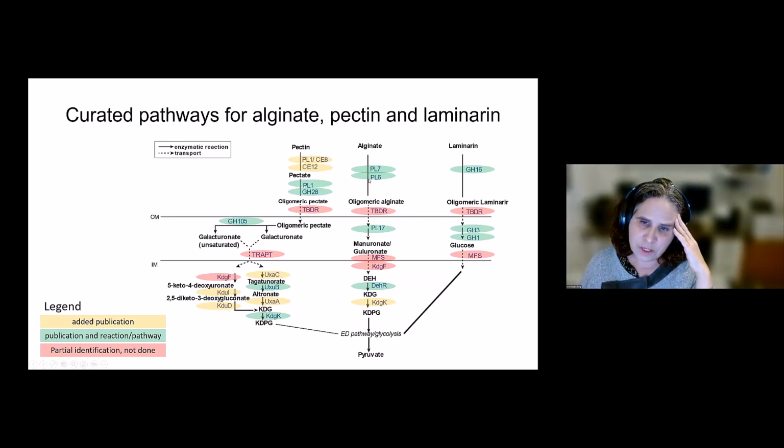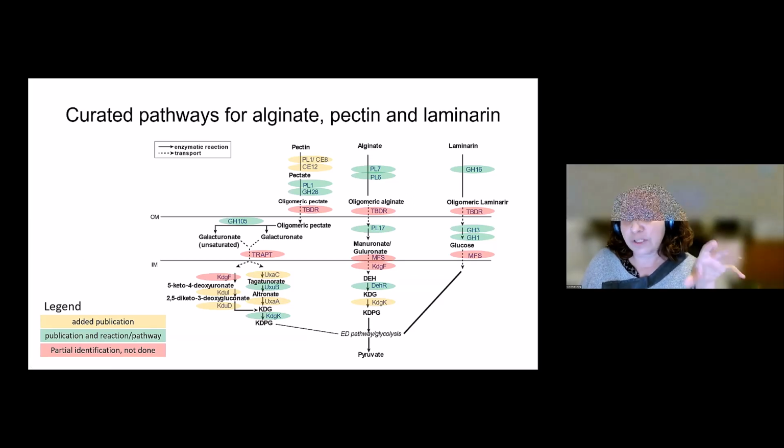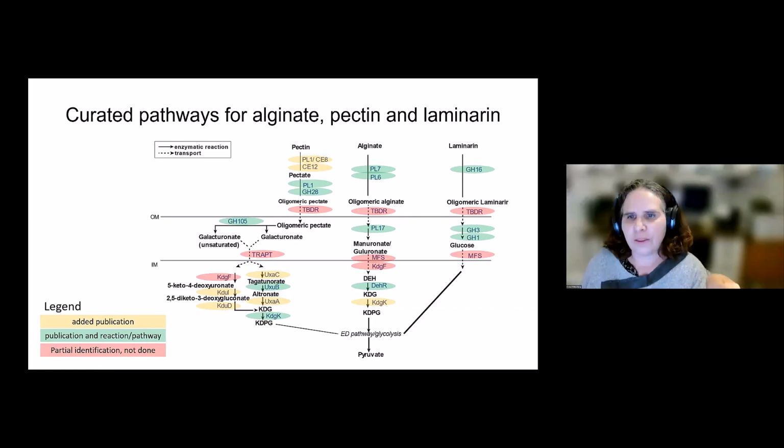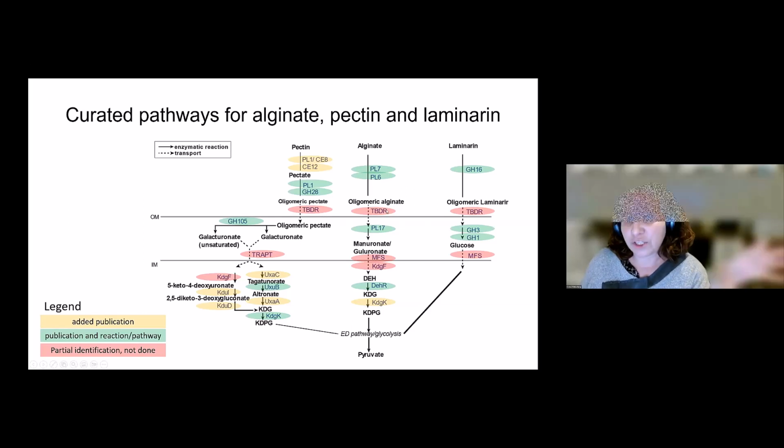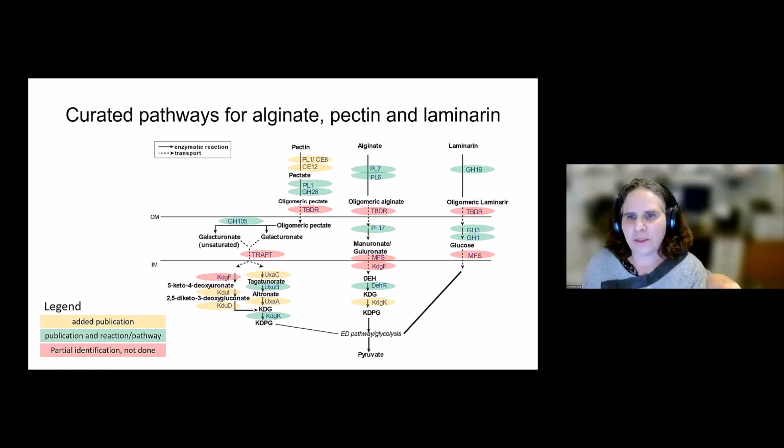And what you see here in the color coding are genes that we identified. So the yellow ones were already annotated. We just added publications, references. The green ones, we had to re-annotate, add additional reactions, and add the pathway. And the pink ones, things like transporters where we had lower confidence and we still need to do some work to make sure that we identify them correctly.